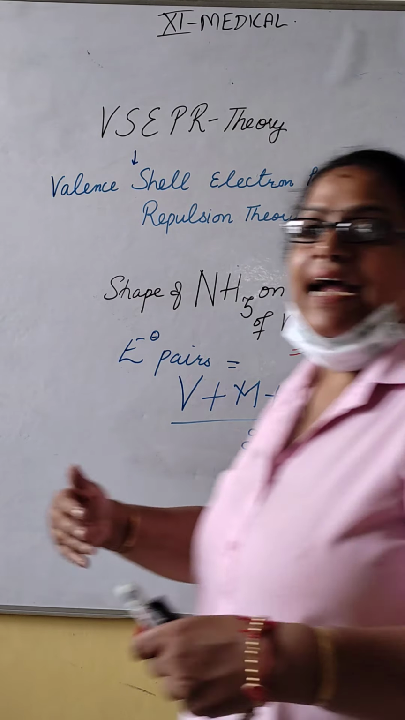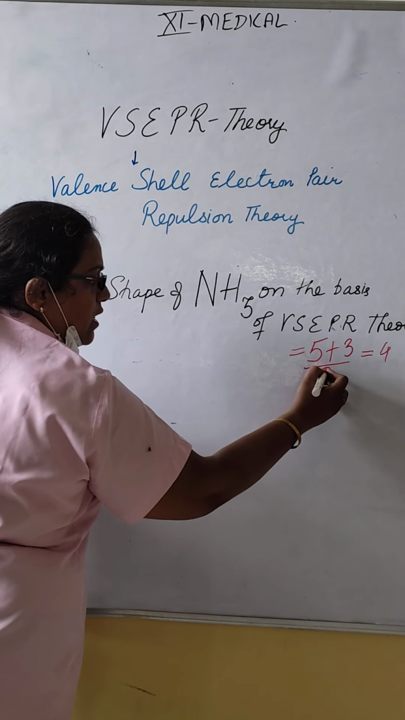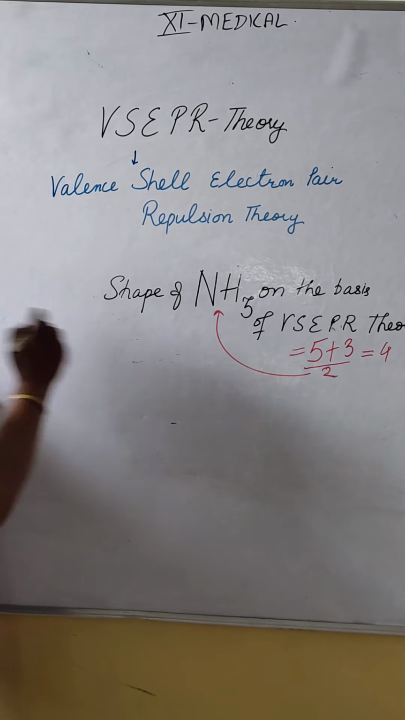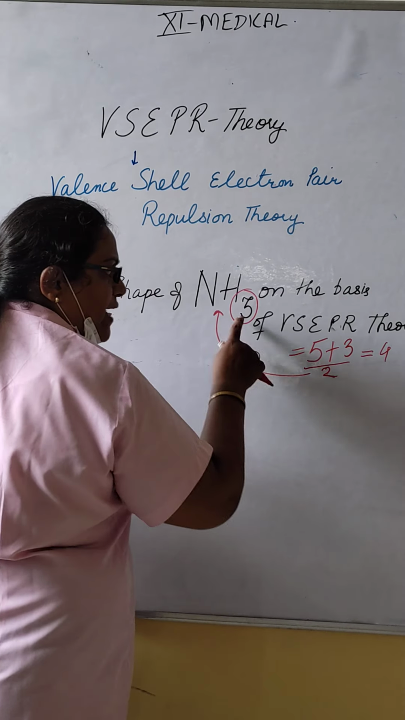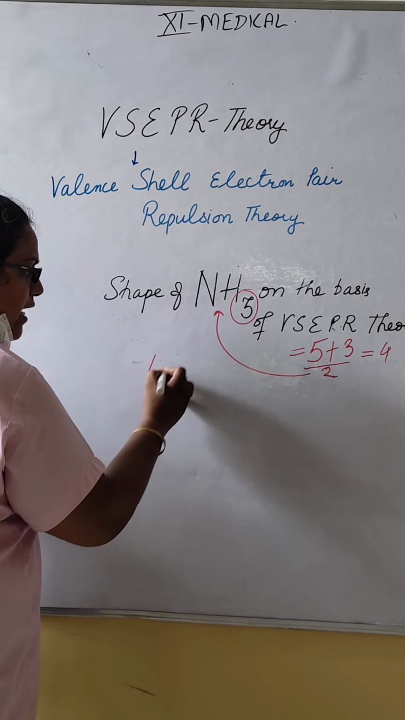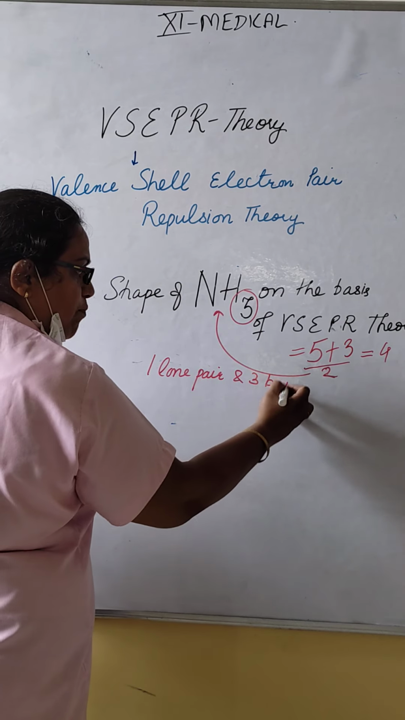Now how will you decide how many bond pairs and lone pairs? If you see the molecular formula of ammonia, it forms how many bonds? 3. So out of 4, 3 are occupied. So we are left with 1 lone pair. Remember, we were thinking it would be triangular planar, but actually it is trigonal pyramidal. It includes 1 lone pair and 3 bond pairs.